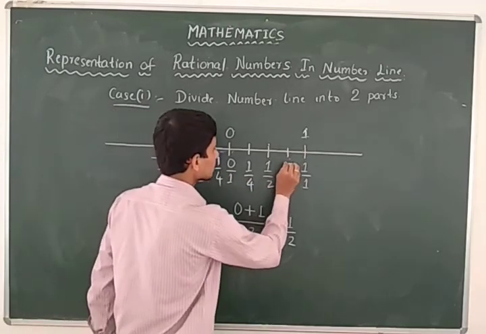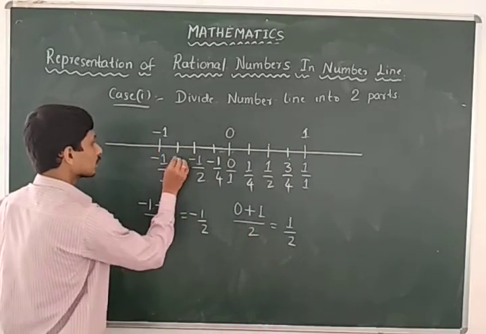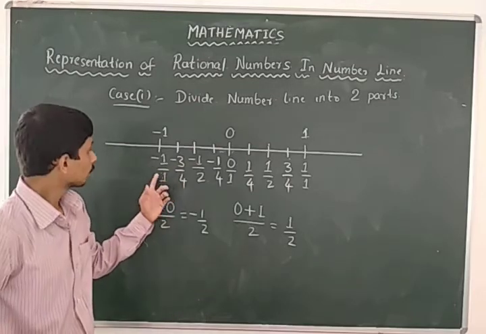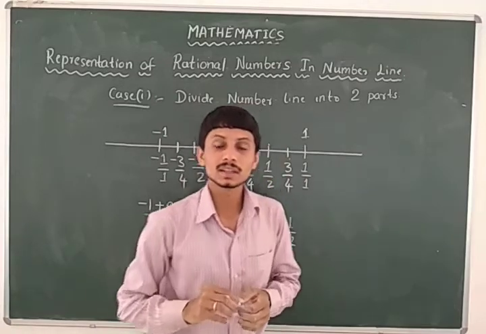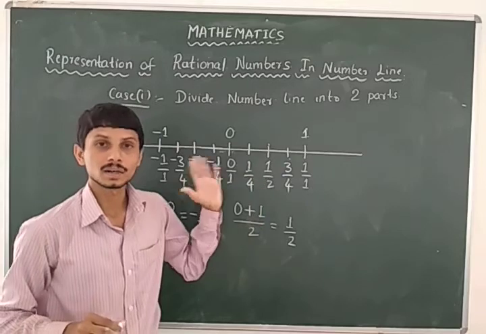Likewise here we get 3 by 4. So also we have here minus 3 by 4. That means we get 1, 2, 3, 4, 5, 6, 7, 8, 9. So 9 rational numbers we have represented on the number line.